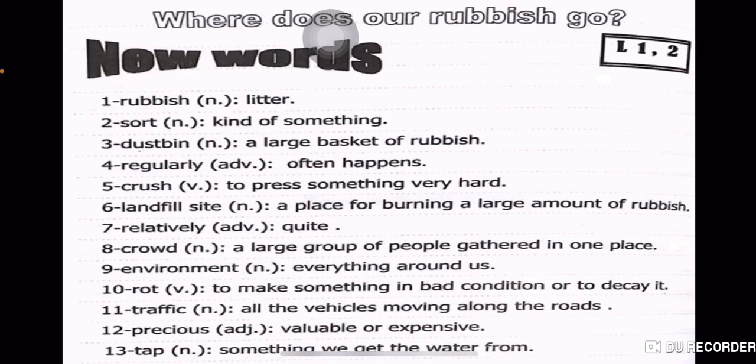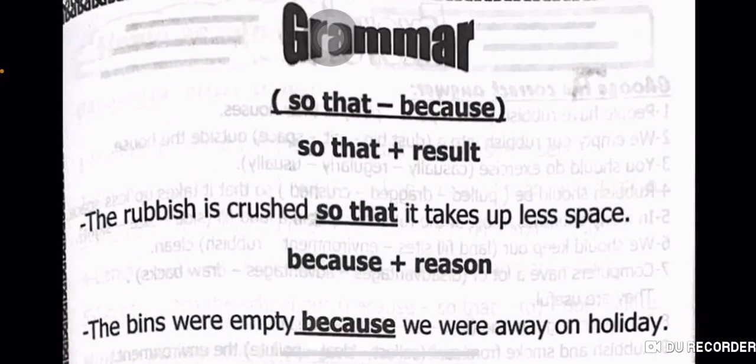Number 12. Precious. Precious is an adjective. It means valuable or expensive. Like gold and diamond, they are precious. Number 13. Tap. Something we get the water from. Now we have finished reading the new words.